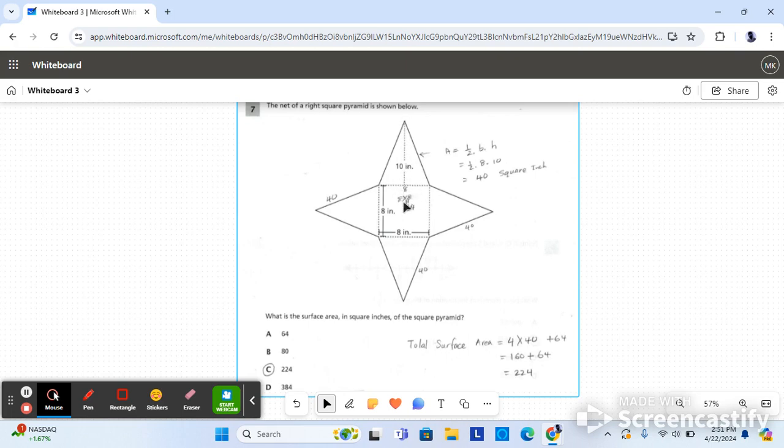The square has all the sides equaling 8 inches, and each triangle has a height of 10 inches. So the area of one of the triangles is 1/2 base times height, which would mean 1/2 times 8 times 10 if you plug in all the values, which would mean 40 square inches for each triangle, and there are 4 triangles. And to find the area of the square in the middle, you have to do 8 times 8. So the total surface area is 4 times 40 plus 64, which is equal to 224 as the answer. So C is the correct answer for number 7.